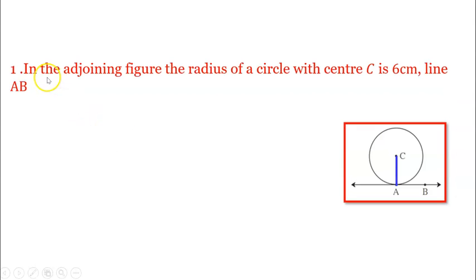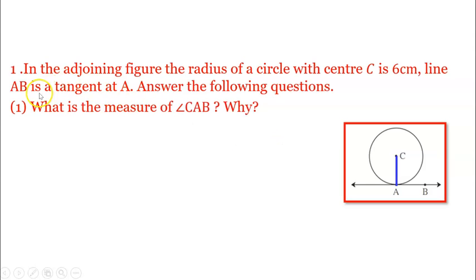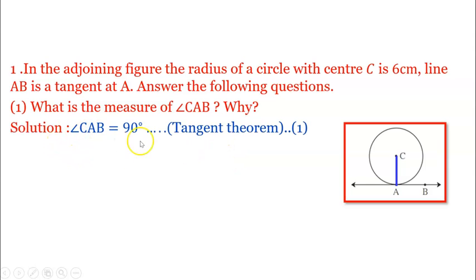Now first example. In the adjoining figure, the radius of a circle with center C is 6 centimeters. Line AB is a tangent at A. Answer the following questions. What is the measure of angle CAB and why? Now the solution. Measure of angle CAB is equal to 90 degrees by the tangent theorem.